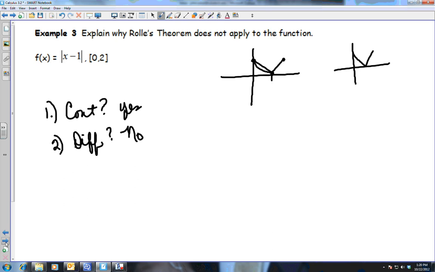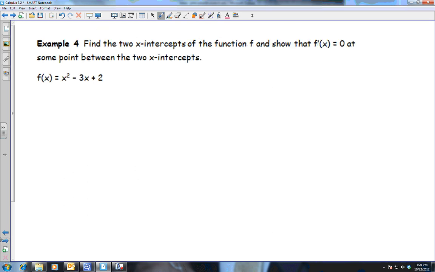All right, so that was Rolle's theorem. This also goes along with Rolle's theorem. Example 4 says find the two x-intercepts of the function and show that f prime of x equals 0 at some point between the two x-intercepts. So this is basically Rolle's theorem again. It's just wording it in a different way.